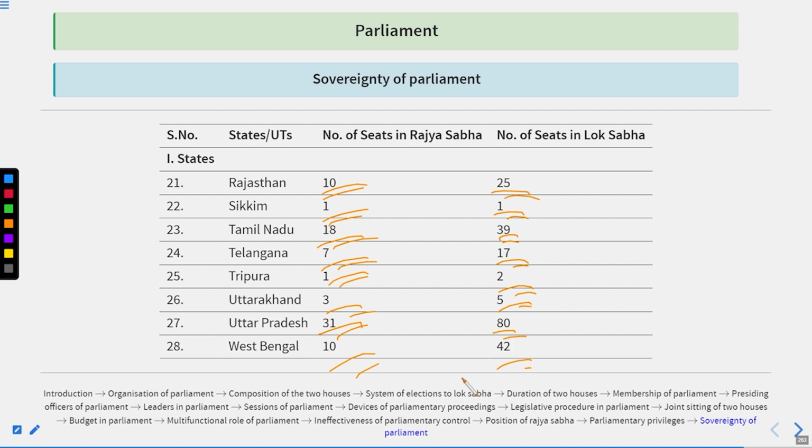Got it? So students, basically in this lecture we are done with the Parliament. In the next lecture we will start with another important topic. Till then, just revise the facts and figures that we have discussed in this lecture and be ready for the next lecture.